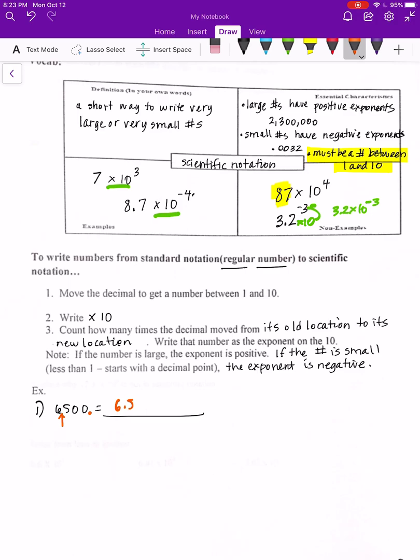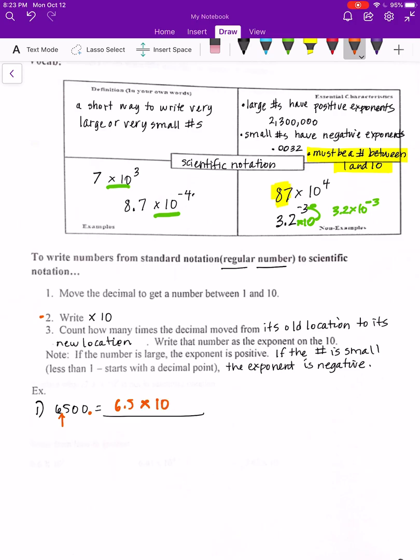6.5. Okay? That's step 1. You're going to stop at the zeros because our whole point is it's a shortened way to write a very large or very small number. So when the zeros start repeating, I get rid of them. Then, step 2, I write the number times 10.